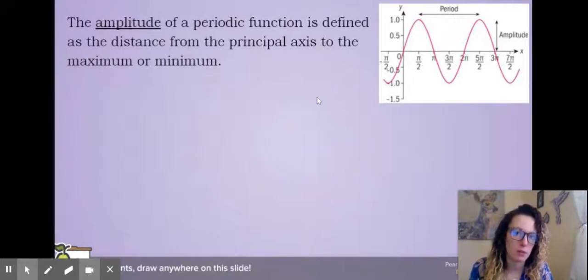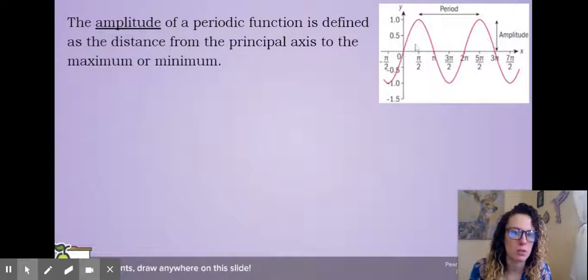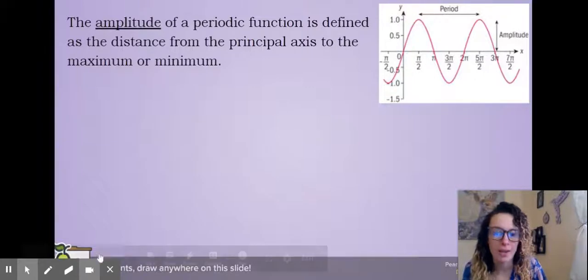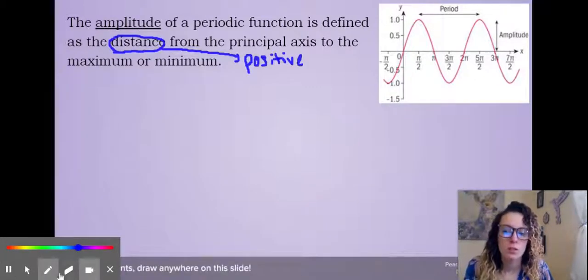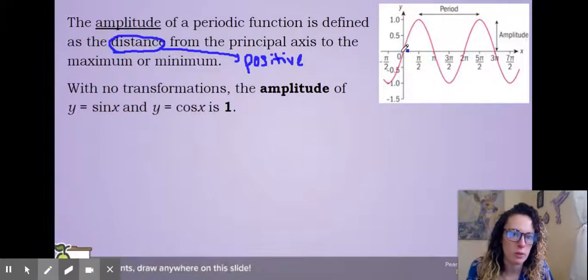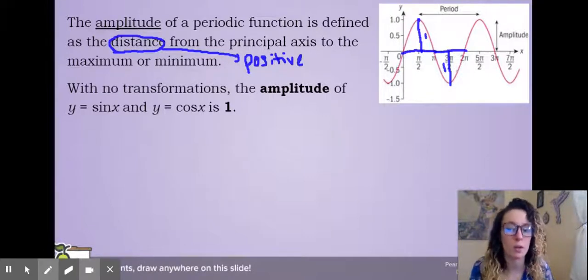The amplitude of the periodic functions, both sine and cosine, is the distance from the principal axis to the maximum or the minimum. A key word here is distance, so it has to be positive. For our parent functions, sine and cosine, our amplitude is always going to be 1. You can tell that from this graph. From the principal axis at y equals 0 to the maximum point, this distance is 1. Or from the principal axis to the minimum point, that distance is also 1. It doesn't matter whether you go up or down, because you're looking at the positive value anyway.